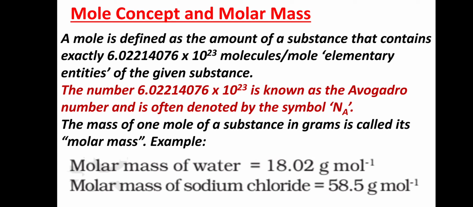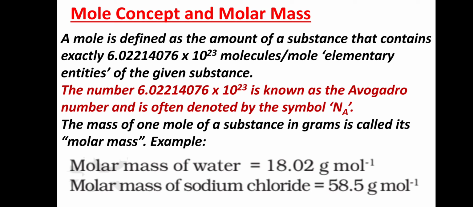This number of entities in 1 mole is so important that it is given a separate name and a symbol, and it is known as the Avogadro constant. You can also write Avogadro number. So the number 6.022140076 × 10^23 is known as the Avogadro number, and it is often denoted by the symbol Na. So this is the mole concept.